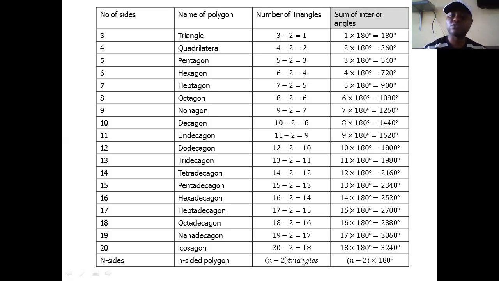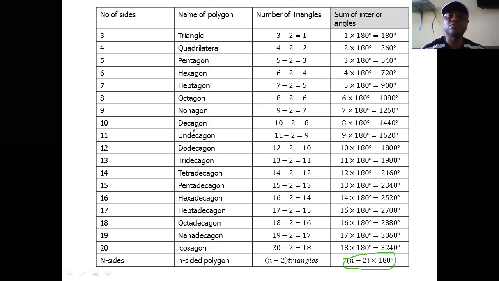So what should you think will be the sum of the interior angles of an n-sided polygon? It is n minus 2 times 180. Take note of this, very important. Take note of that.